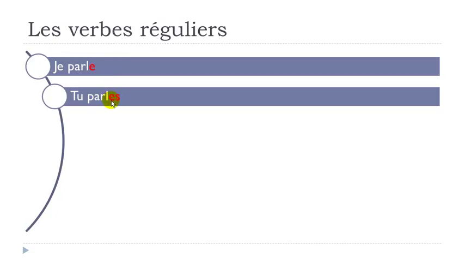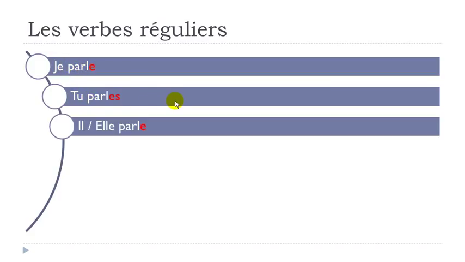Then for tu, you will have to put ES, phonetically, tu parles. So you've got the first two forms, you pronounce them the same way. You write them differently, of course, because you've got E here, and then you've got E and S. But phonetically, they are the same. Je parle, tu parles. So let's see what you'll get for il and elle. As you see, you've got il parle, elle parle. It's the same form here. So if you really want to only speak and only use the language orally, it's quite easy to conjugate these verbs. Je parle, tu parles, il parle, elle parle.